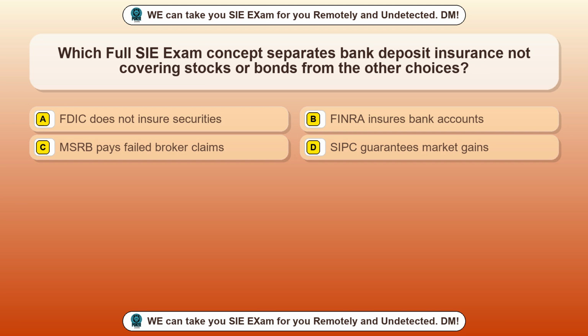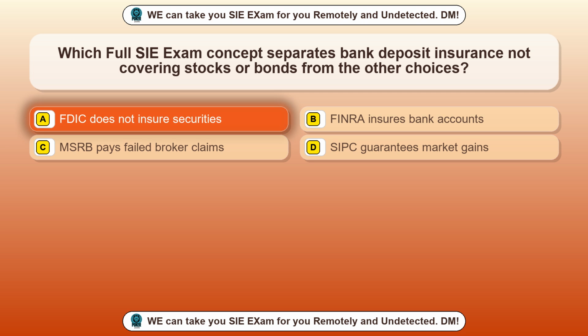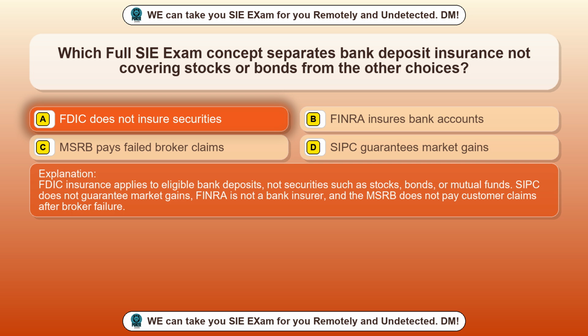Question 44. Which full SIE exam concept separates bank deposit insurance not covering stocks or bonds from the other choices? Option A, FDIC does not insure securities. Option B, FINRA insures bank accounts. Option C, MSRB pays failed broker claims. Option D, SIPC guarantees market gains. The correct answer is option A, FDIC does not insure securities. FDIC insurance applies to eligible bank deposits, not securities such as stocks, bonds, or mutual funds. SIPC does not guarantee market gains, FINRA is not a bank insurer, and the MSRB does not pay customer claims after broker failure.